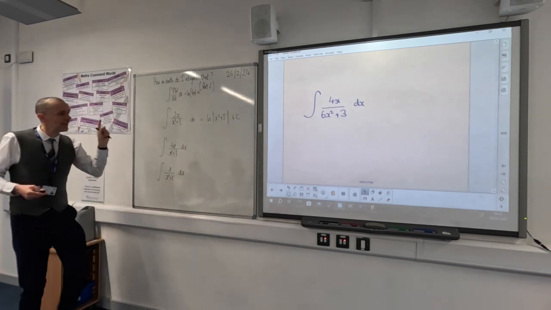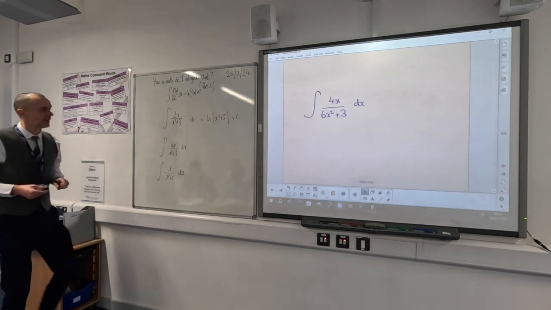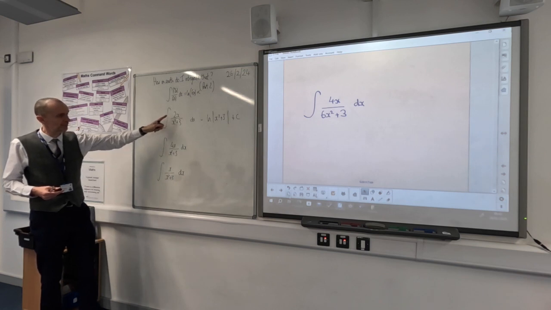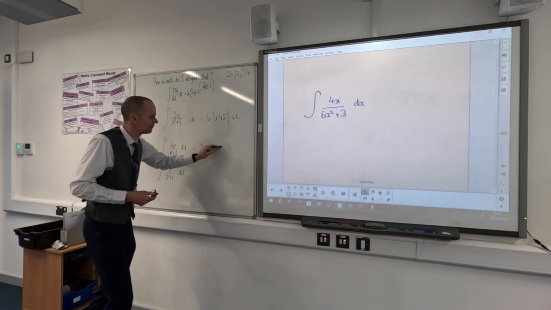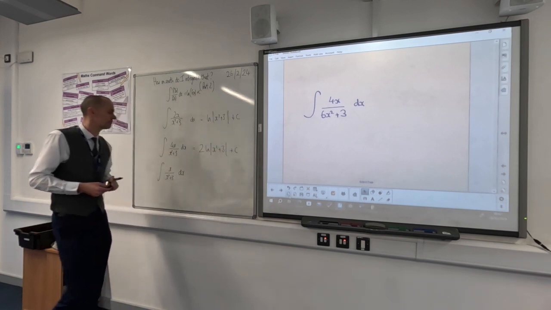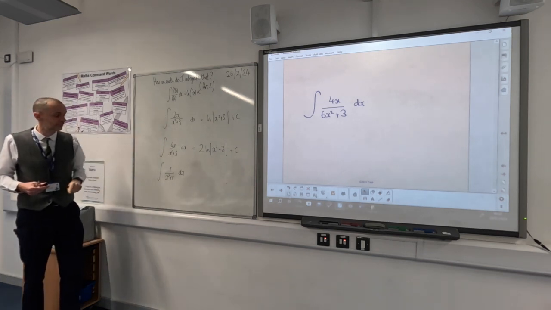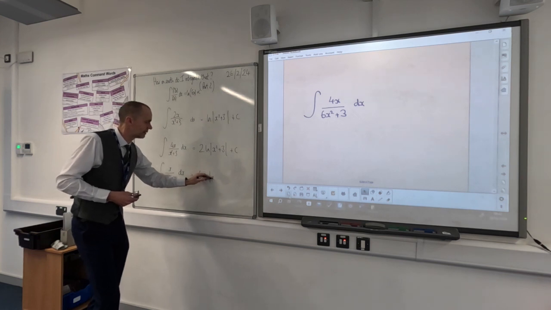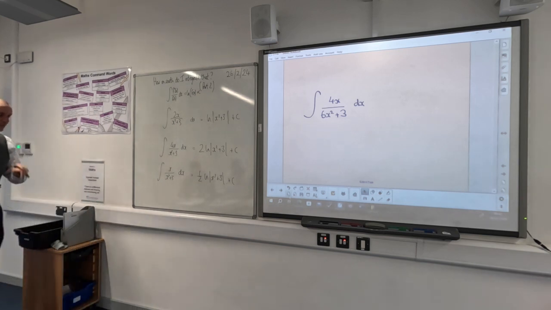Okay, of course, when we're integrating, we still need the modulus signs. So that's the one we've already talked about. So this is just twice as much as that. So my answer is going to be as simple as that. And this is half of that. So, ln of x squared plus 3, all divided by 2, whichever way you choose to write it.